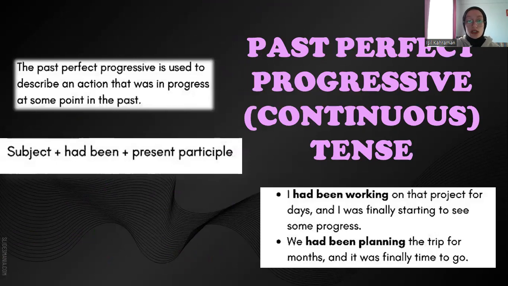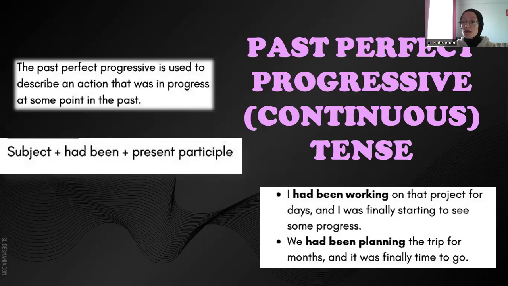Let's describe why we use it. It describes an action that was in progress at some point in the past. Let's look at its form. Subject plus had been plus present participle with -ing, of course, because it is a continuing action. There is a been too. We learned that in the present perfect continuous tense. So we have to use been because there is a present participle, not a past participle.